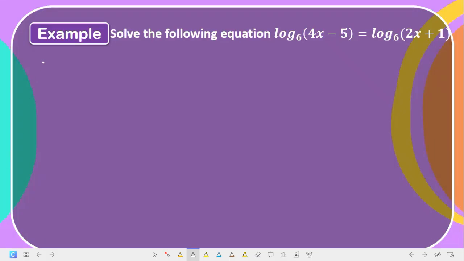The next question says log 6 of 4x minus 5 equal to log 6 to x plus 1.